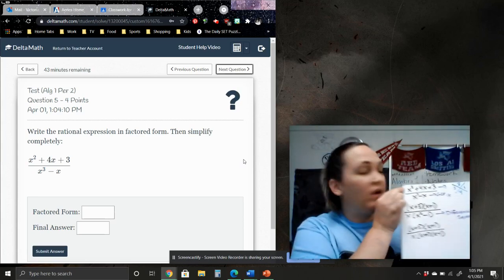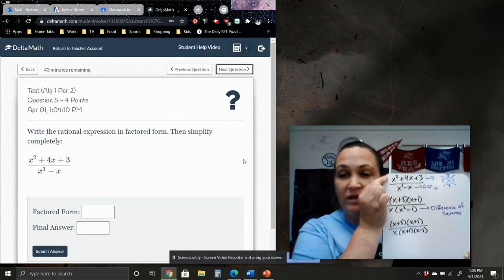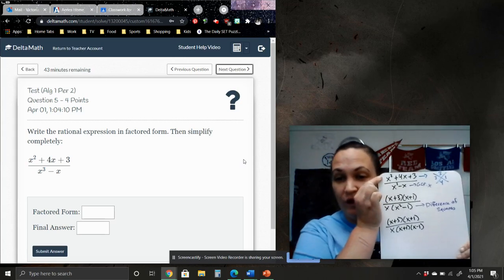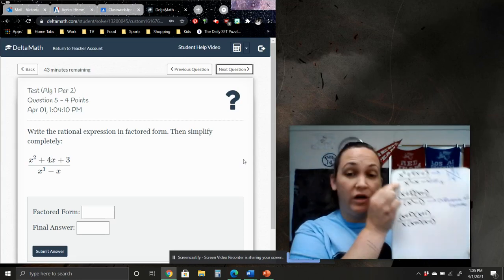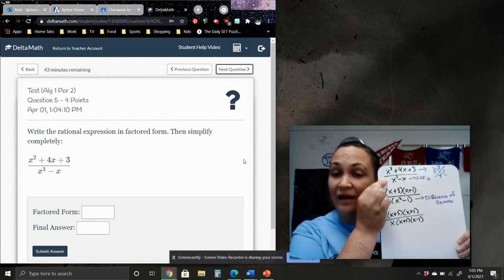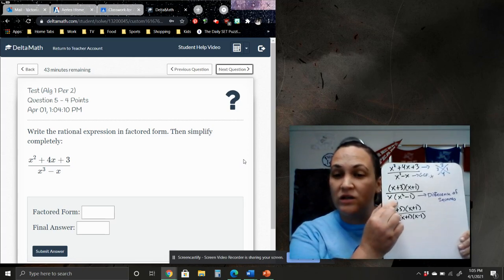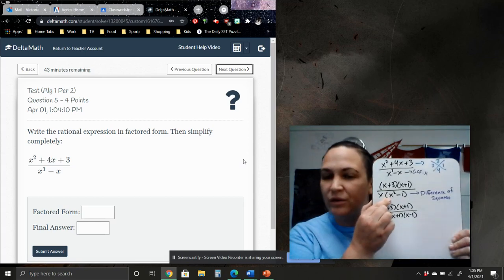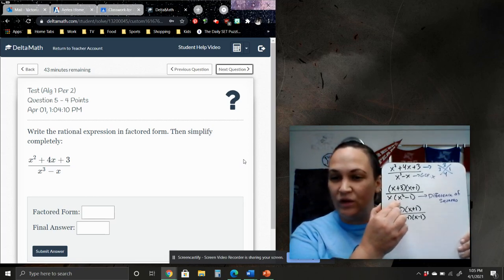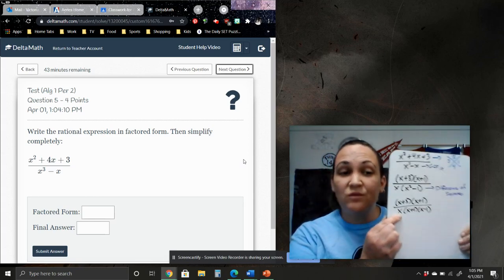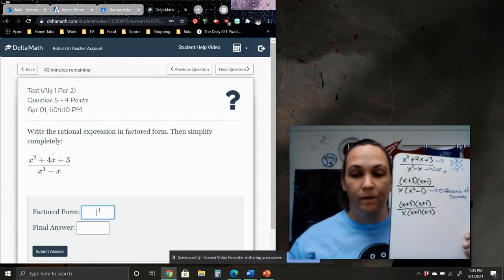For the numerator, I did X box, 2 numbers that multiply to make 3 and add to make 4. In the denominator, I started by taking out a GCF of the letter X. And then after I took that out, I still had an X squared, which means I might be able to factor this again. And I could. It was a difference of squares. So this is my fully factored form.